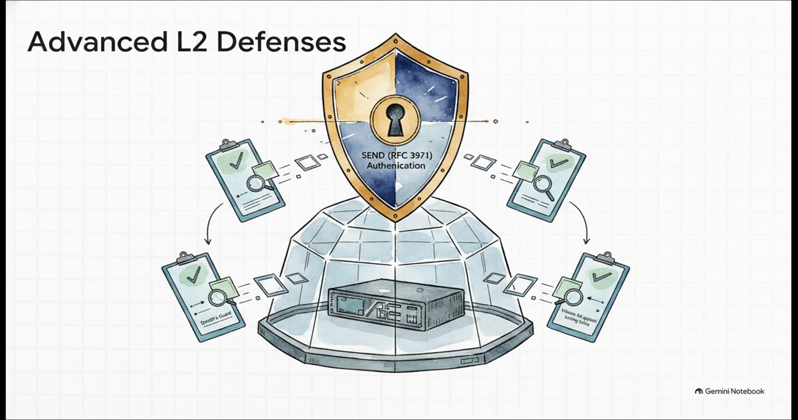And finally, for your really high security segments, the architecture strongly recommends taking a look at SEND per RFC 3971. SEND provides actual cryptographic authentication of those NDP messages, which stops the kind of sophisticated spoofing attacks that standard inspection mechanisms might just glaze right over.